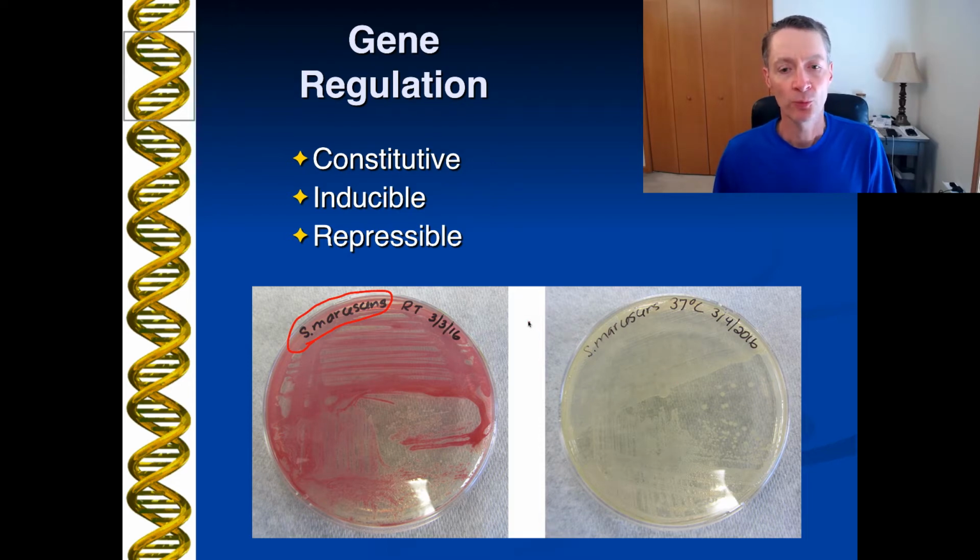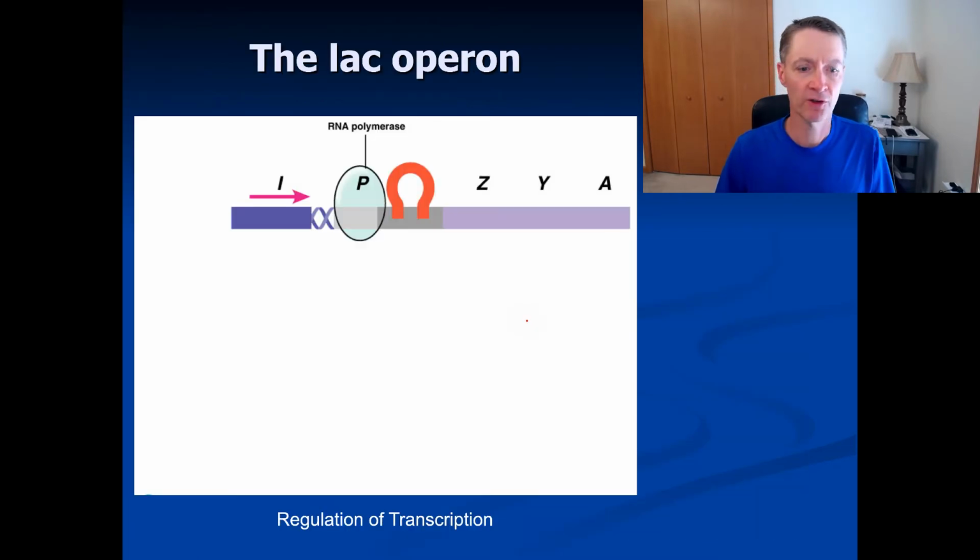So this is just one example where a variable in the environment, in this case temperature, was able to turn on a set of genes that made a pink-red pigment in a certain condition, and it wasn't made in the other condition. So this is just kind of the idea. We're going to be able to turn on and off these operons, okay? So let's start our first example.